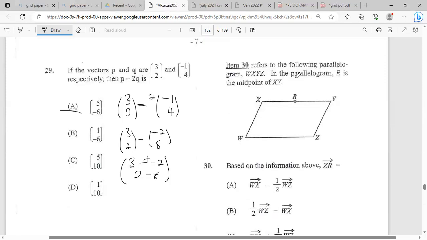Item 30 refers to the following parallelogram. WXYZ is a parallelogram. R is the midpoint of XY. So notice how they put it from X to Y, so the arrow must go so. That means this one must go so too.